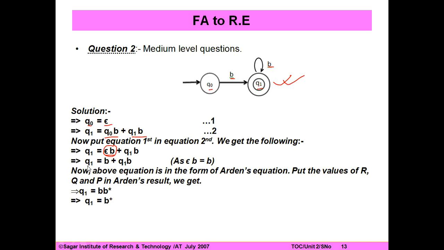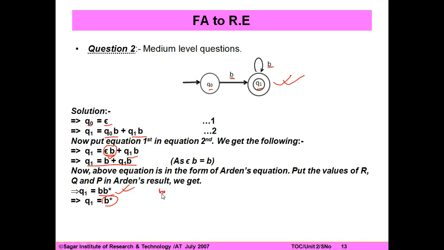And if you see this equation keenly, we come across this form: R equal to Q plus RP. So this is Q and this is P. So you can write QP asterisk. So this is B B asterisk, and B B asterisk can be written as B plus. For that you can see the identities. If you don't see the identities, you can prove it here itself.